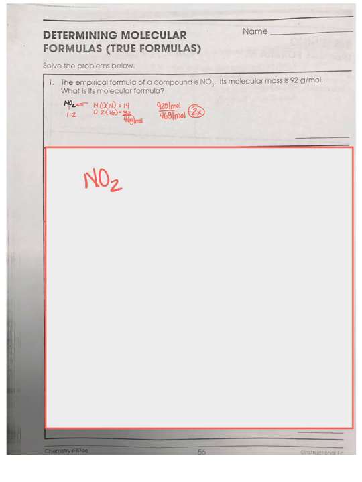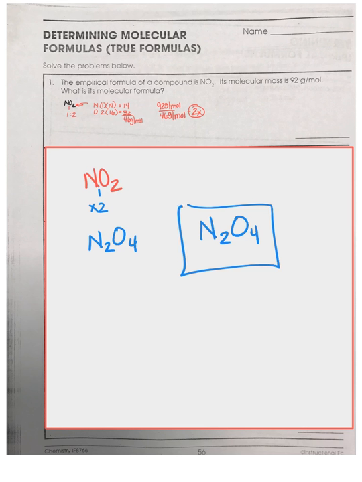I want to multiply everything by 2, so we've got 1 as the nitrogen subscript. We're going to multiply that by 2. We're going to get nitrogen has a subscript of 2, and oxygen has a subscript of 4. So our molecular formula is going to be N2O4.